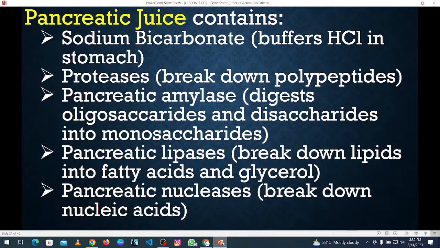So we have the pancreatic nuclease that breaks down nucleic acids.